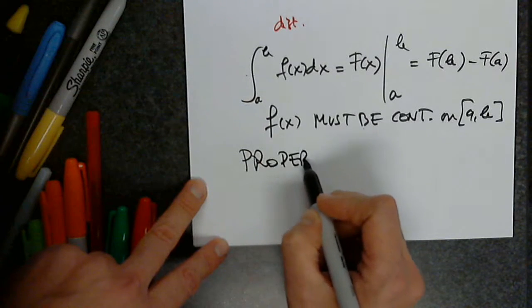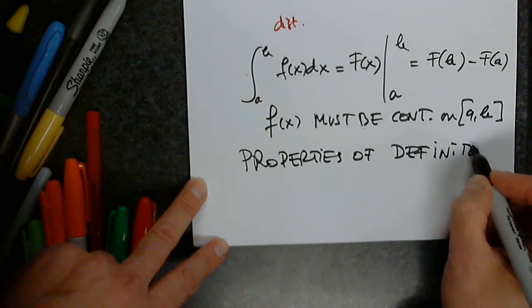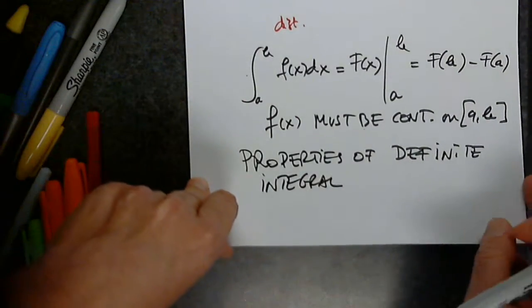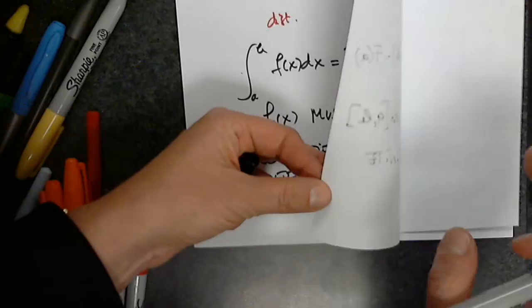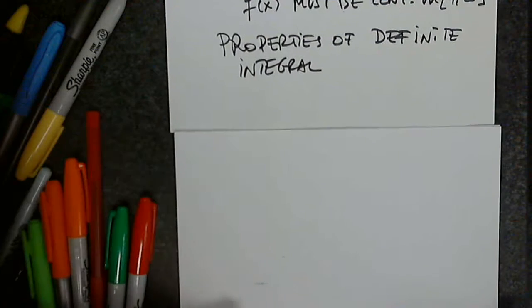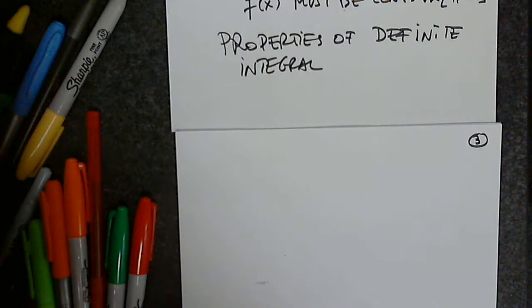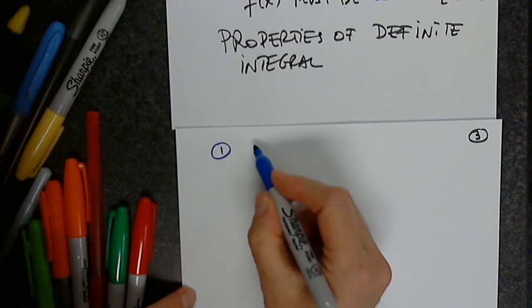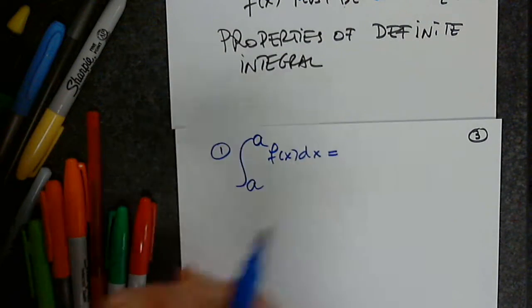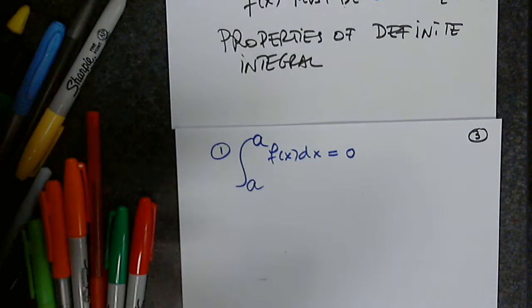Properties of the definite integral. And there are several properties. Okay, ready? Here is one. The integral from a to a of f of x dx is 0. There is no area between a and a.